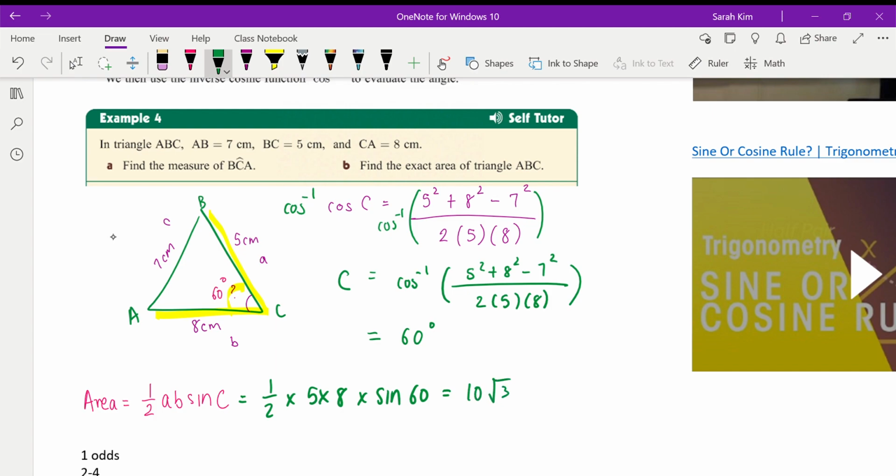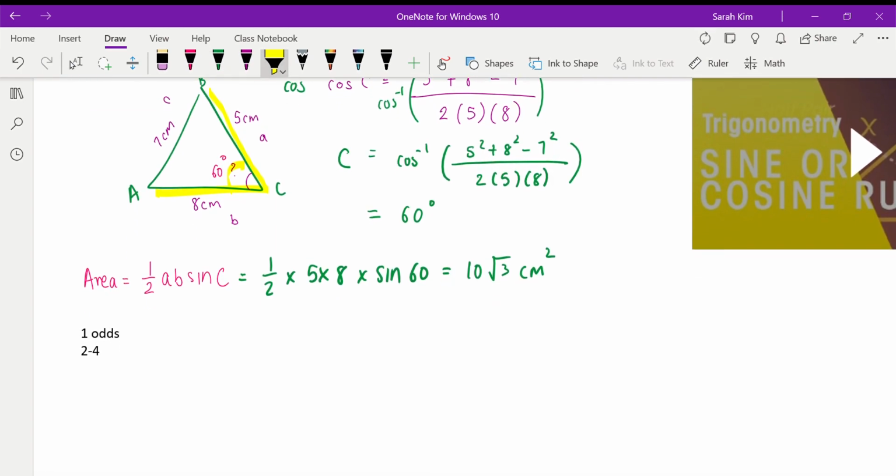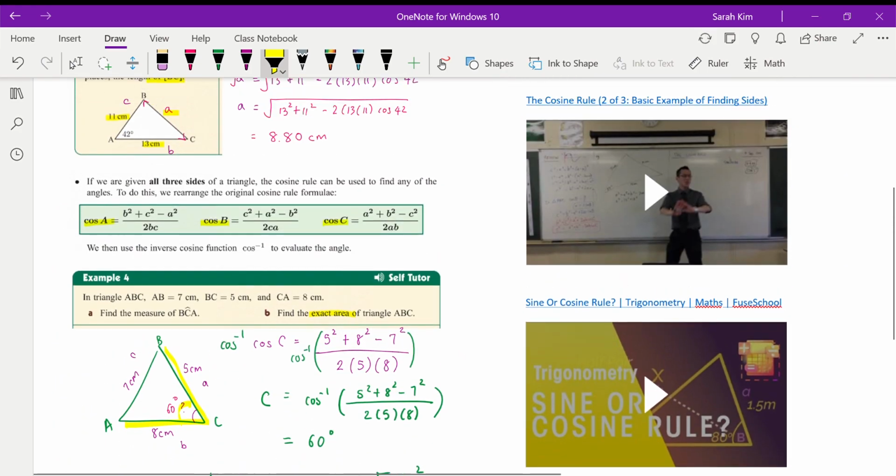Hopefully you don't have to do too much thinking to get that. So I get 10 square root 3. It says exact area, and that's hence why I'm leaving it in that form. I could convert it into decimals. It's approximately 17.3 centimeters squared, but I want to leave it in my exact form because that's what the question asked. So no need to write that. I'm just going to write my units and I'm done. So you should be able to copy all of those down. I want you to do these questions so we can move on. And I think that's it for cosine.